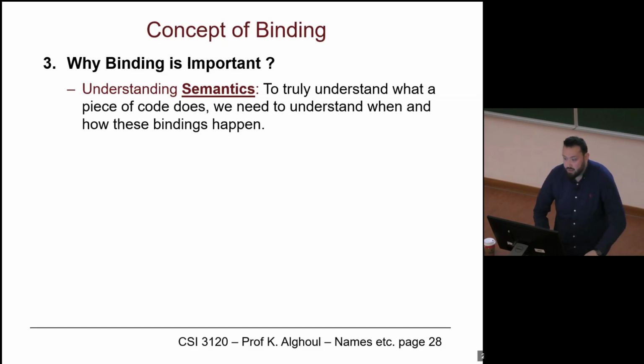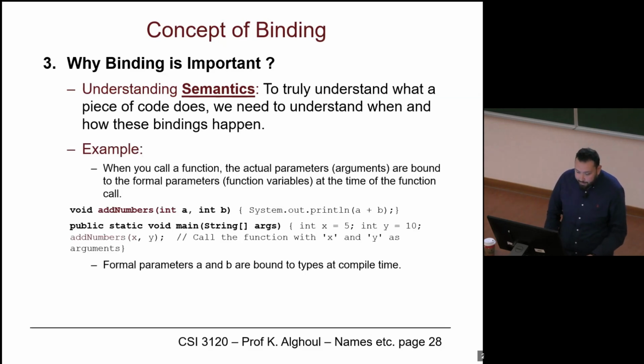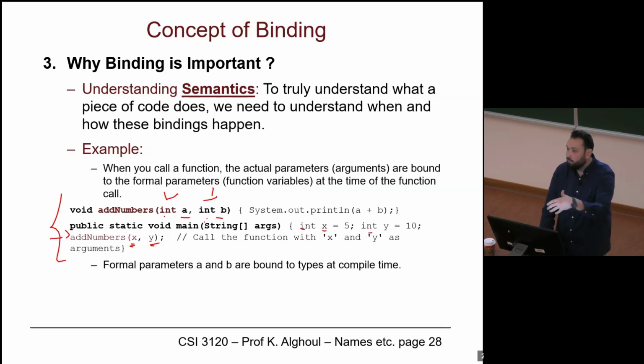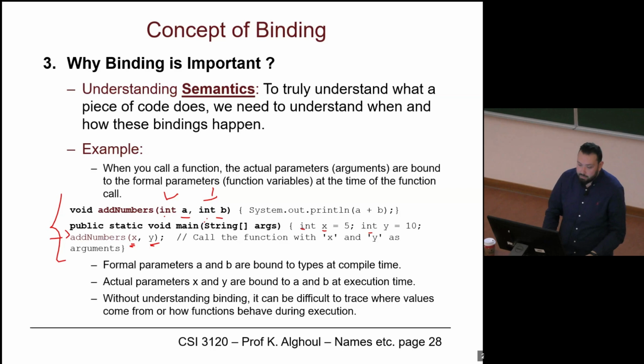Okay. So it's important. For example, take this example here. I have void addNumbers(int a, int b), and then I'm calling this function here, addNumbers(x, y). Understanding the binding time and everything is going to allow me to understand that x and y have to be what? They have to be ints to be able to function. That's why I need to pass ints. So this is usually part of the importance of binding time.